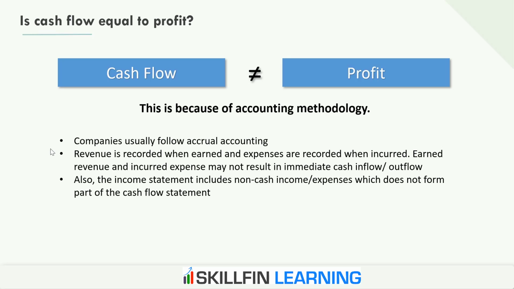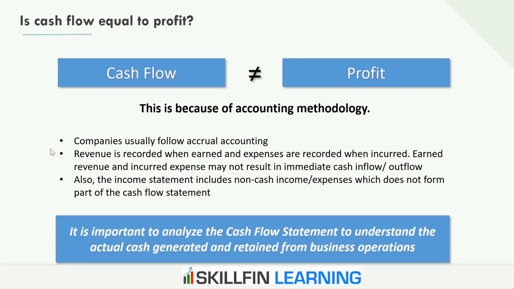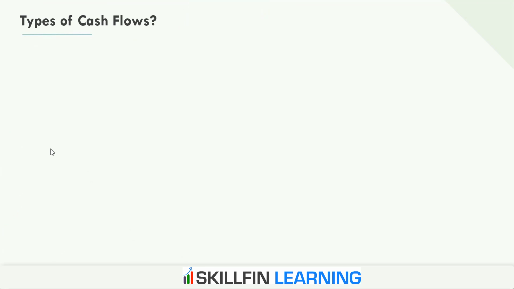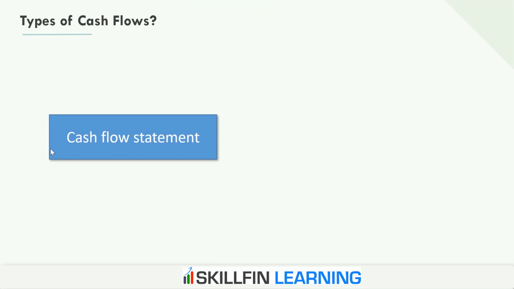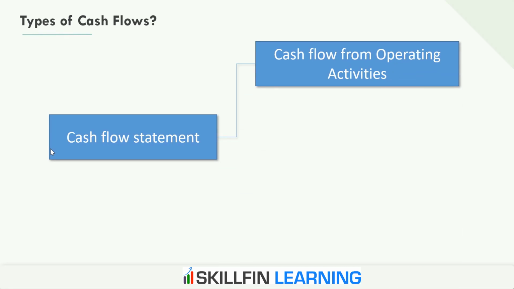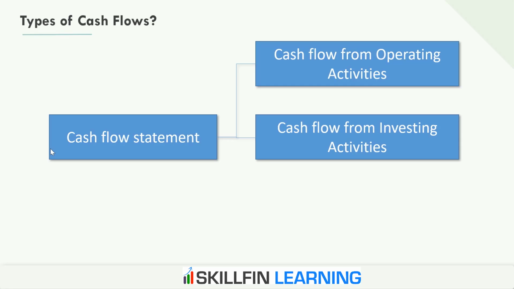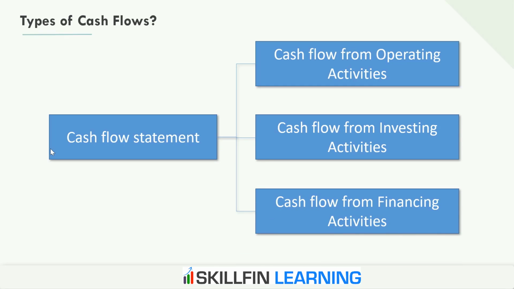This is why net profits earned in a business is usually not equal to cash flows generated during that period. Therefore, it is important to analyze the cash flow statement to understand the cash position of the business. A cash flow statement is divided into three parts: cash flow from operating activities, cash flow from investing activities, and cash flows from financing activities. Let us understand each of them one by one.